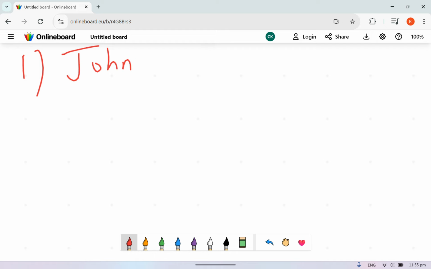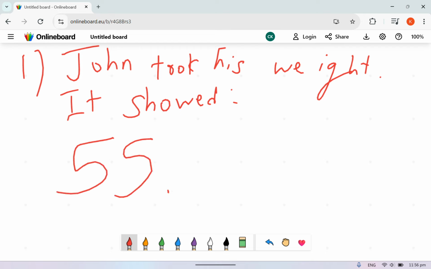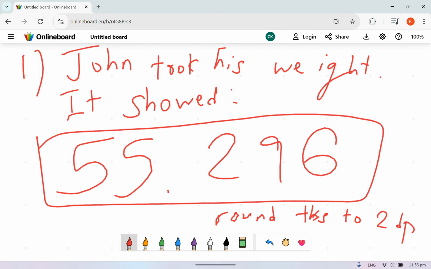John took his weight, okay, but weight is actually incorrect here, but I've nothing to say because that's usually what he says. So John took his weight. This is what it showed: 55.296. Round this to 2 decimal points. So pause the video now, try this out.